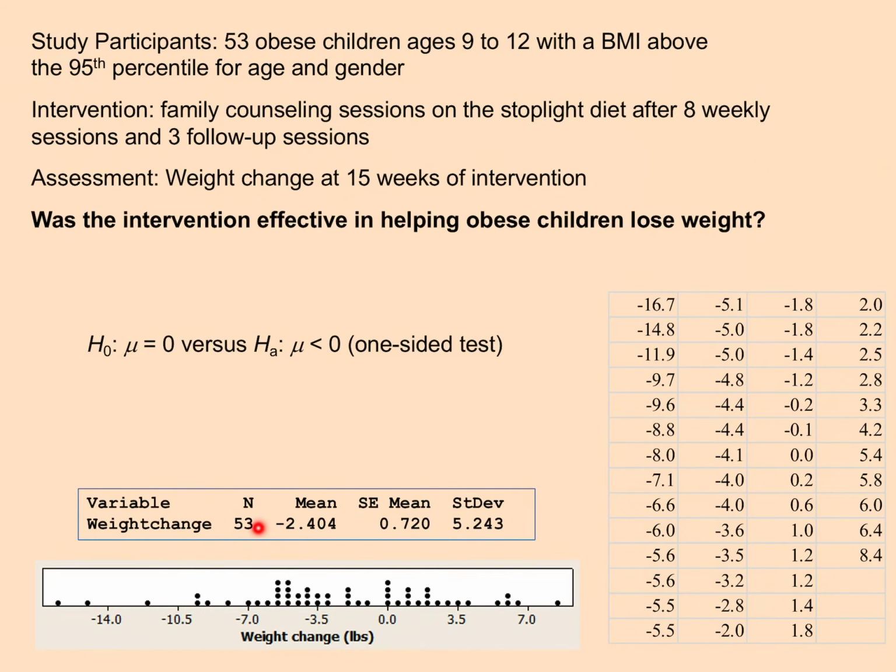All right, so this is a printout from something like Minitab. We have a sample size of 53, a mean weight change of minus 2.4 pounds. This is the standard error of the mean. So again, that's the standard deviation divided by the square root of n, and this is our standard deviation. If you take the standard deviation and divide it by the square root of 53, you get this, 0.72. That's the standard error of the mean. That is the denominator in our calculation for t.